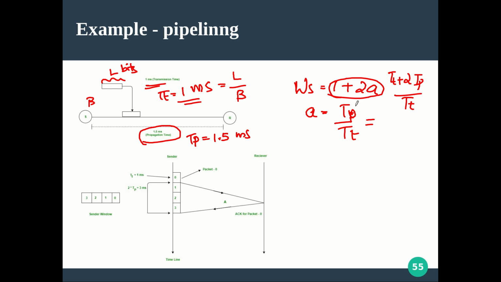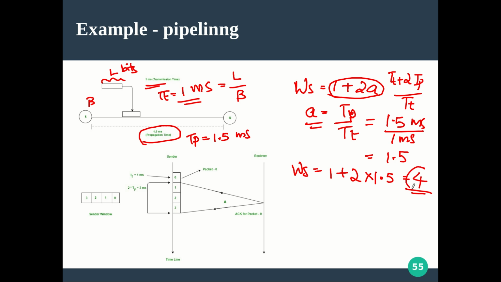So what is the value of tp by tt? If you are getting confused with any parameter, please watch the previous video, otherwise it will not be clear. What is tp? 1.5 milliseconds. And what is tt? Frame transmission time, 1 millisecond. As both are in milliseconds, they cancel each other. So the unitless quantity a is found to be 1.5. Substituting a as 1.5, the sender window size is 1 plus 2 times 1.5, which is 3 plus 1, that is 4.